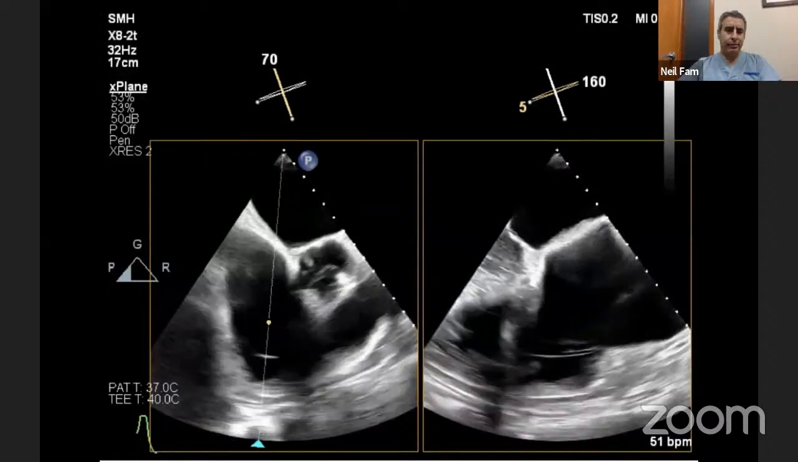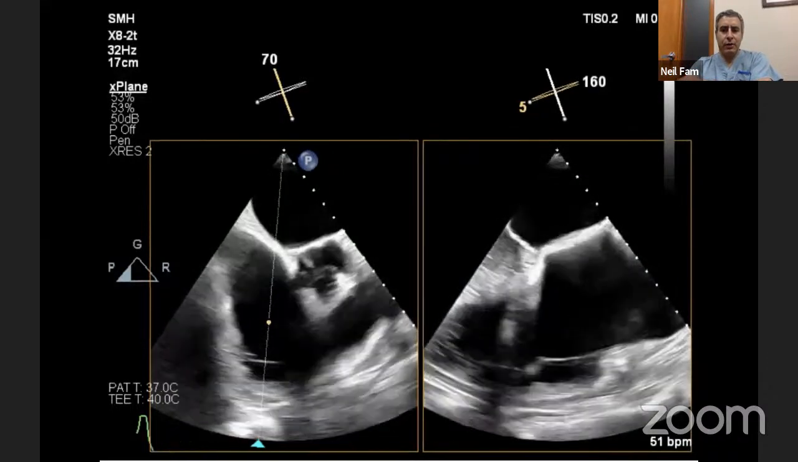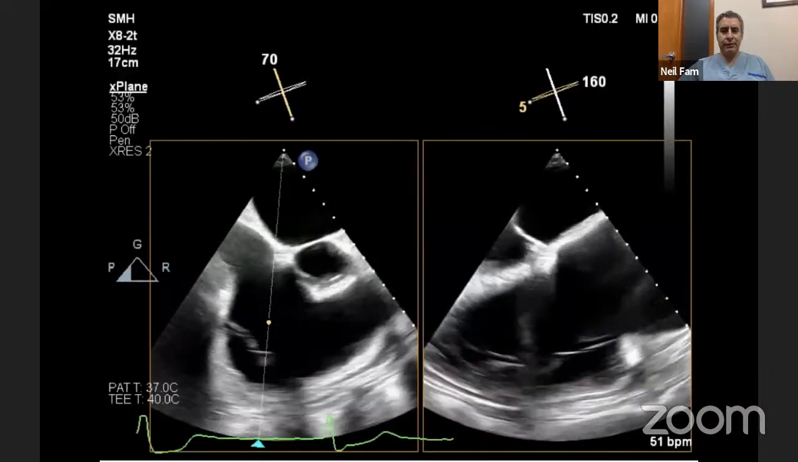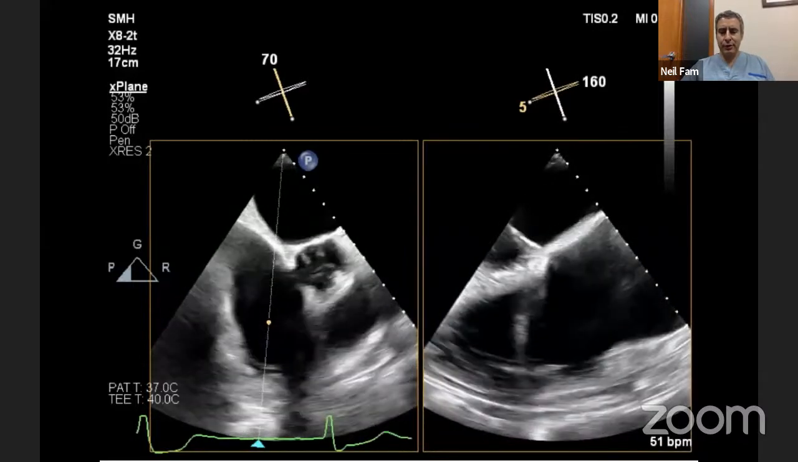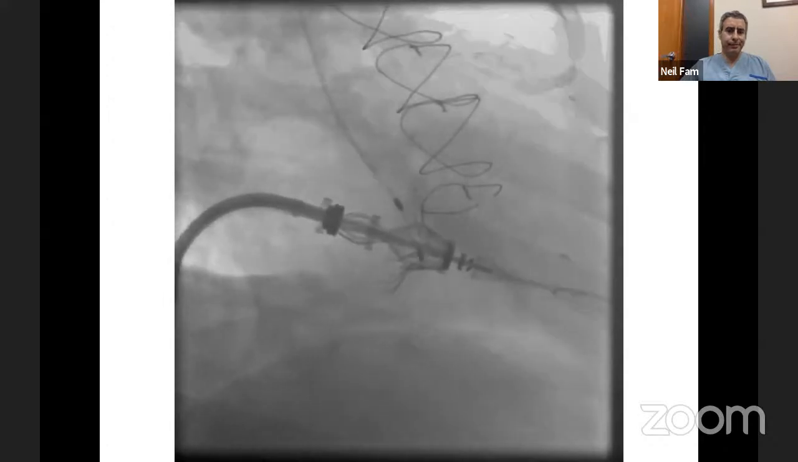Here is the TEE showing he's got quite a large coaptation gap, about 15 millimeters with leaflet tethering, which would preclude edge-to-edge. And so what to do with this patient? He's only 63. So the CT scan shows that his annular dimension is 55, and he was deemed suitable for another TTVR called the CardioValve.